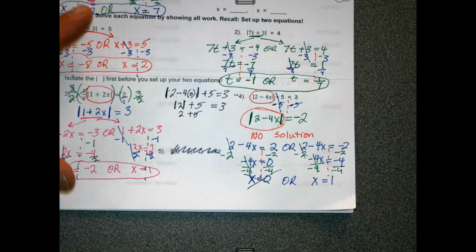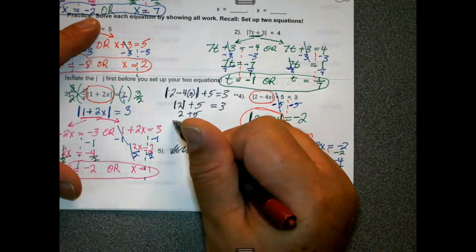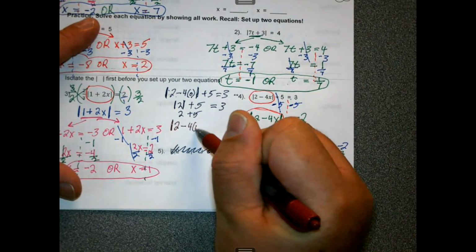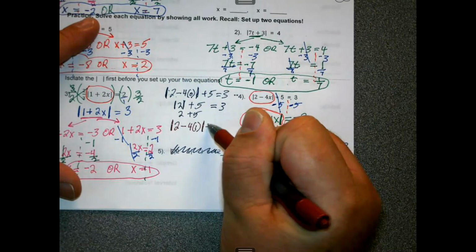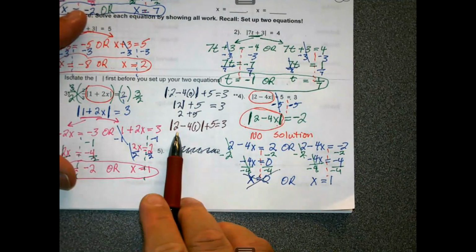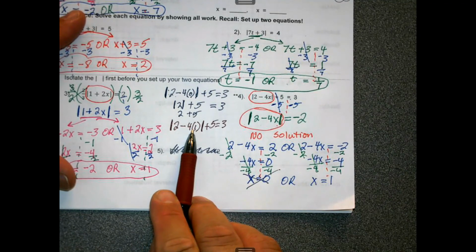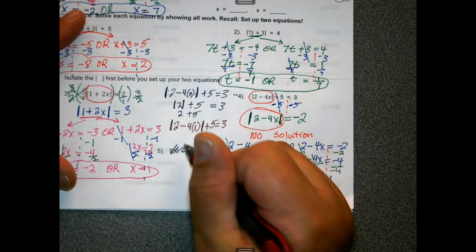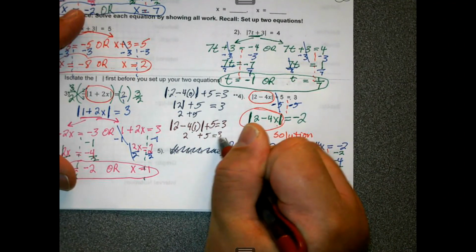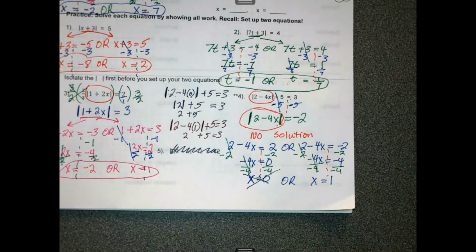Let's check the other one, 1. Does the absolute value of 2 minus 4 times 1, plus 5, equal 3? Well, 2 minus 4 is negative 2. The absolute value of negative 2 is 2. Does that equal 3? No.